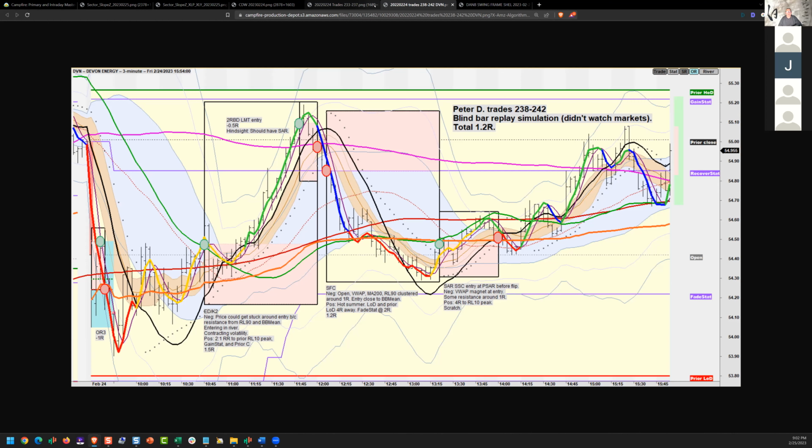This is Peter on Devon Energy. Is that an OR3? Yeah, I guess it is. Okay. Then this should be short and get paid. This is your next COTA 2 here. That's a little late getting in.